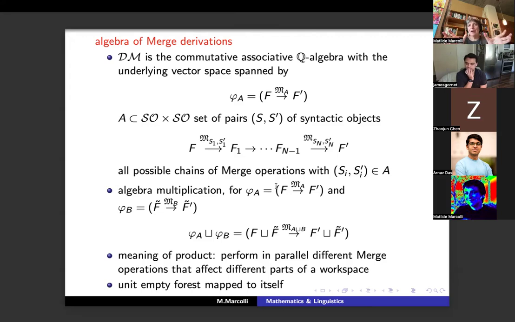So I can combine two workspaces. If I have something that acts here and something that acts there, I can make them act in parallel. So this is keeping track of operations that can be done in parallel on different parts of workspaces. For that reason, it's commutative: if they're not mixing the material that they're using, they can be done in parallel in any order, and they will commute because they will not interfere with each other.